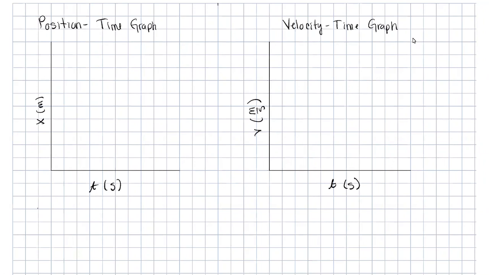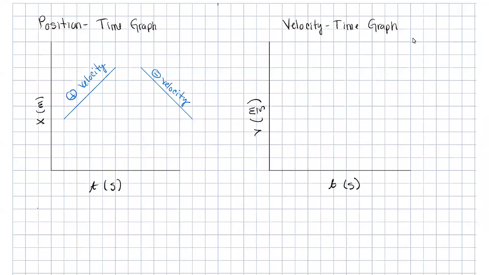With the position time graph, we can have a couple of different things happening. We can have a velocity that is positive. If the position is increasing as the time is increasing at a constant rate, we have a positive velocity. If the position is decreasing over time, then we have a negative velocity. And you can see the shape of those graphs.